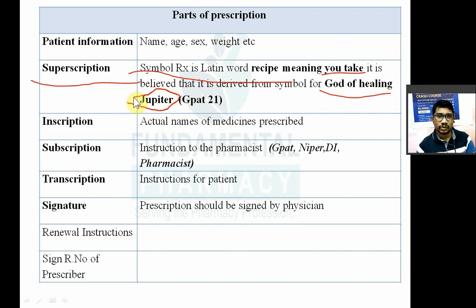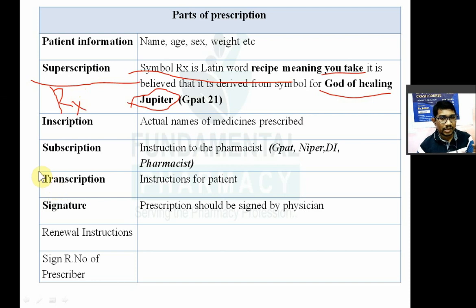Now, there was a question in GPAT 2021. The symbol RX is present in the following part of the prescription. A simple question. And they gave options like superscription, inscription, subscription, transcription. So you used to get confused.